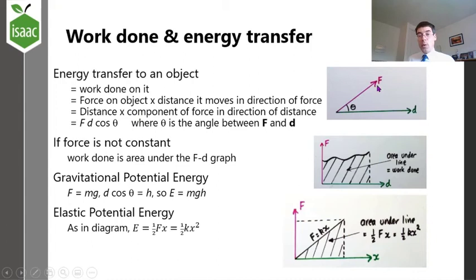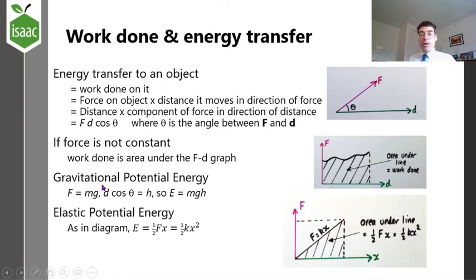So if we have a force there and the distance is shown with a d there, and there's the angle between them, we say that the work done, the energy transfer, is F times d cos theta, where theta is the angle between the two. In some cases the force will not be constant, and the work done will be the area under the F-d graph. We're now going to look at some examples of energy transfer.